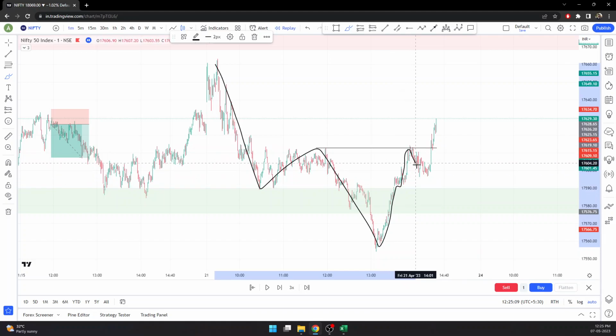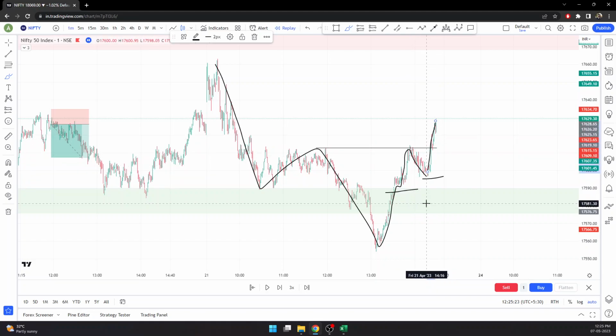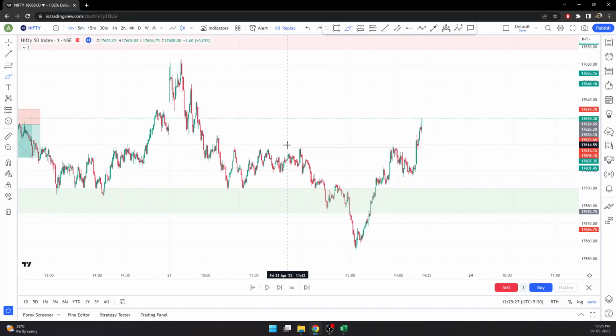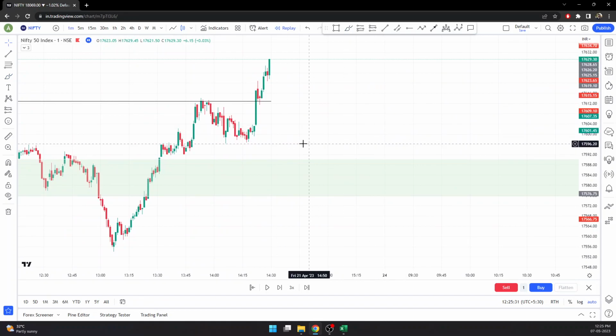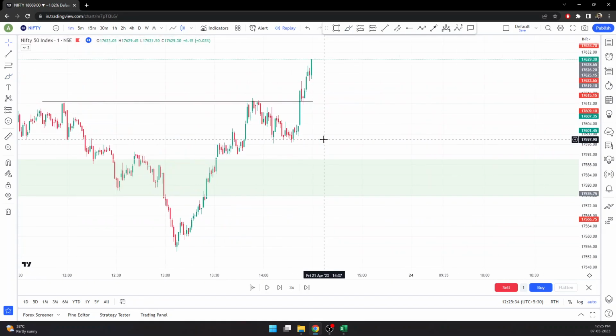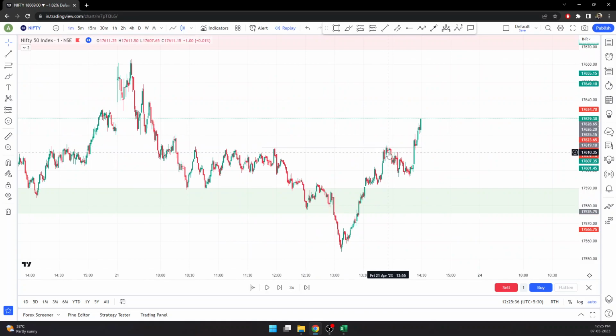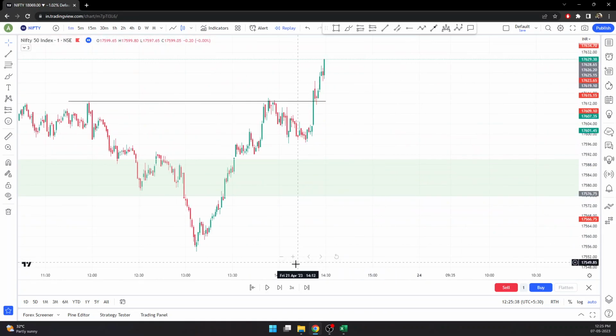We do not see any break into the downside or any trend change. No, it did not break any of the swings, not here, and it simply went and broke this particular level, which means that the buyers are in hold, right? So let's just, it is now 2:15, and let's see.